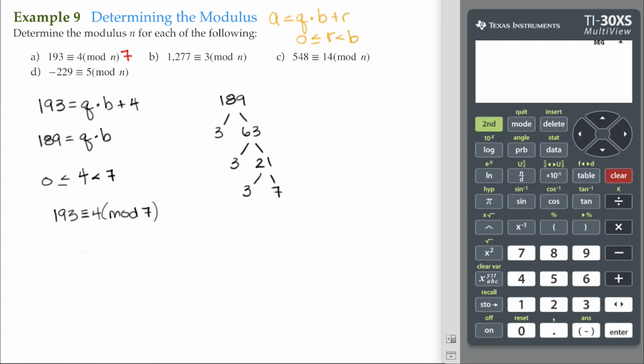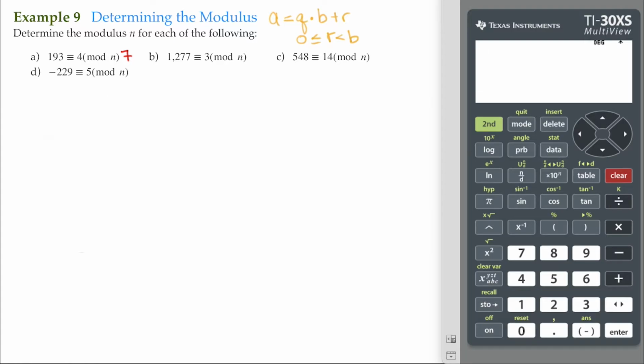Let's try B. Same idea, 1,277. I'm going to write this in terms of the division algorithm. That's going to be equal to Q times B plus 3. Using algebra, I'll subtract 3 from either side. That's 1,274. It's going to be equal to Q times B.